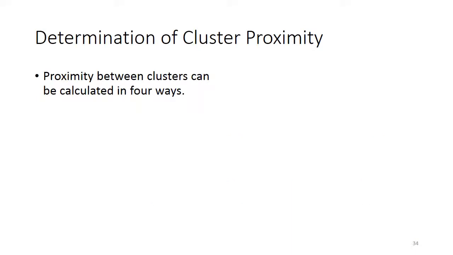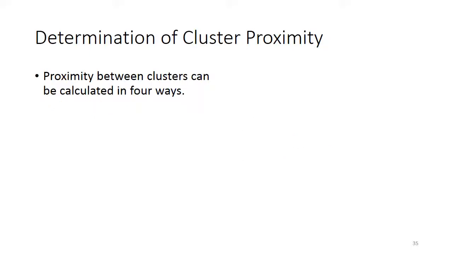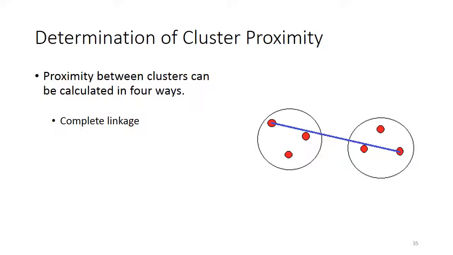So how do we determine cluster proximity for hierarchical clustering? Well, we can calculate the proximity in 4 ways. Single linkage, which is just the distance between the two closest points in a cluster. The closest points between all clusters are calculated, and then the clusters with the shortest distance are grouped. And then we have complete linkage, in which the furthest point between two clusters is calculated, and again, the clusters with the shortest distance between them are grouped.